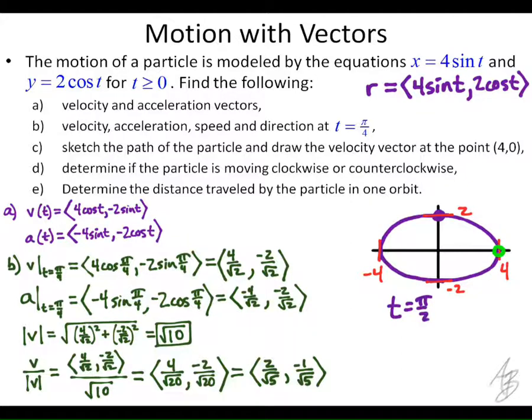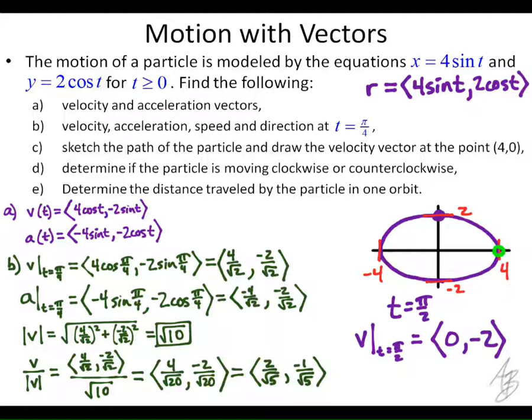So when t equals pi over 2, what's the velocity vector going to be at pi over 2? So we put pi over 2 into our velocity vector. What's the cosine of pi over 2? 0. So our x component is going to be 0. And what is the sine of pi over 2? 1. So -2 times that is going to be -2. So our velocity vector is going to be 0, -2.